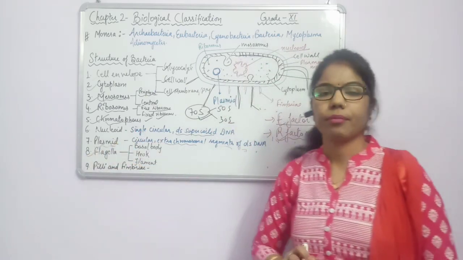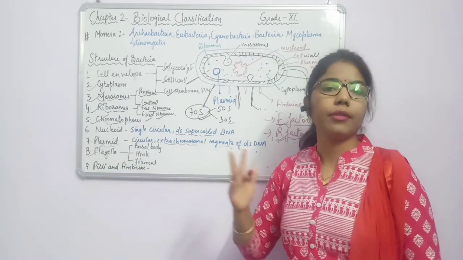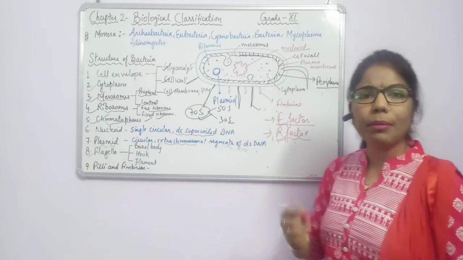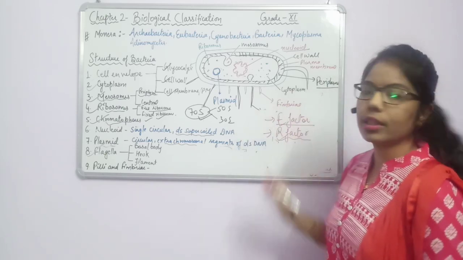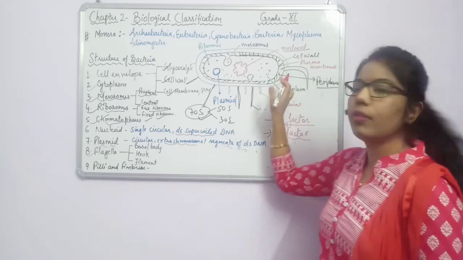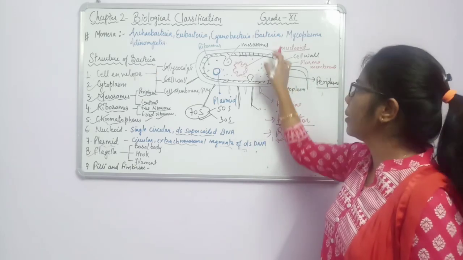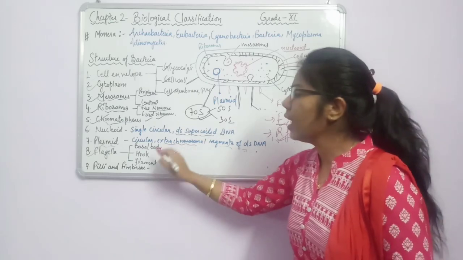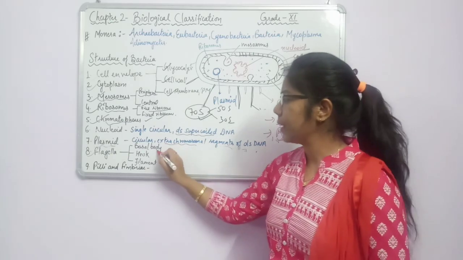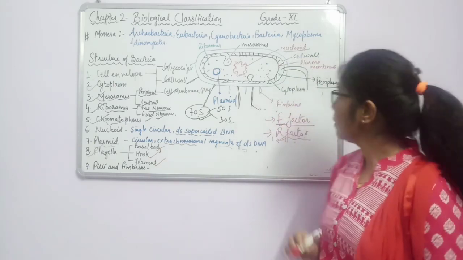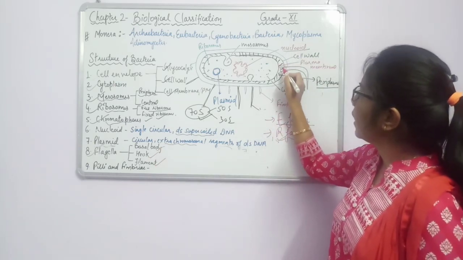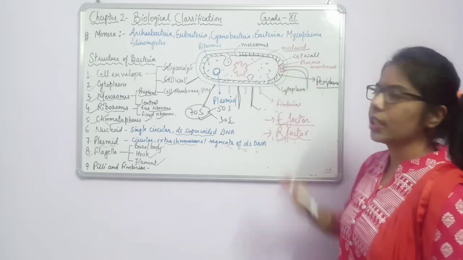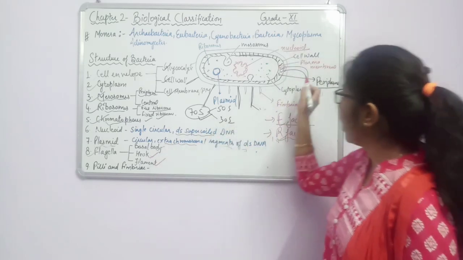After that, flagella. On the basis of flagella, we have divided bacteria into different types. Here the flagella may be present or absent, and I have drawn the flagella structure here. It may be one flagellum, two, three, or cover the whole bacterial cell. The flagella have different components: basal body, hook, and filament. Basal body is where it is connected, a ring-like structure.